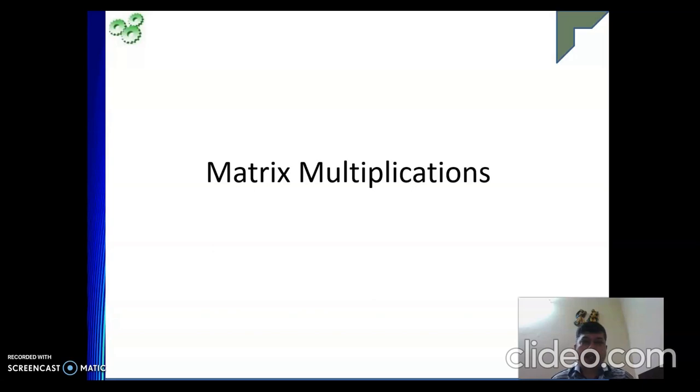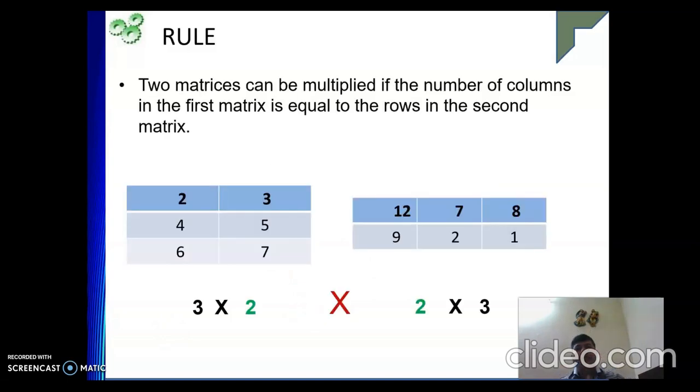And we saw some examples, like if you take a 3 cross 2 matrix and a 2 cross 3 matrix, we cannot do the addition itself, right? Now, we're going to talk about matrix multiplication. When you talk about matrix multiplication, the same way as with matrix addition, it also has to satisfy a rule. The rule is that two matrices can be multiplied if the number of columns in the first matrix is equal to the number of rows in the second matrix.